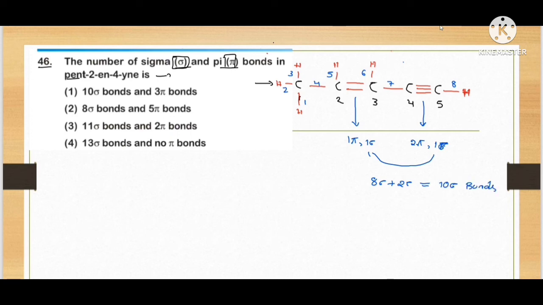Now let us count the number of pi bonds. Here the double bond contains one pi bond plus the triple bond contains two pi bonds. 1 plus 2, that is 3 pi bonds.